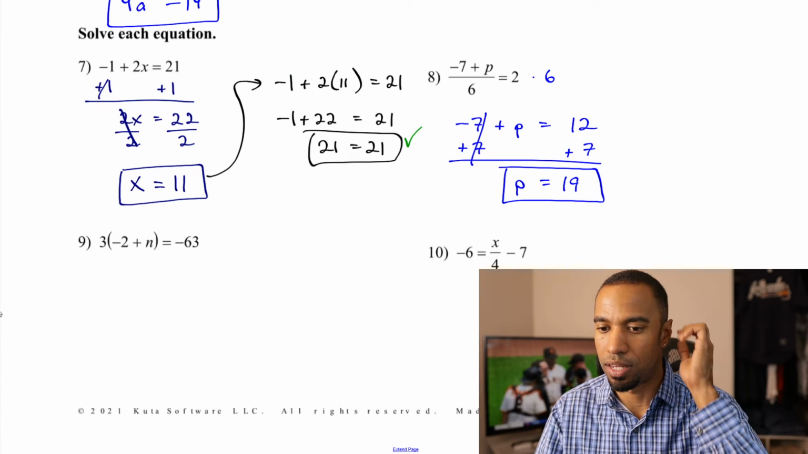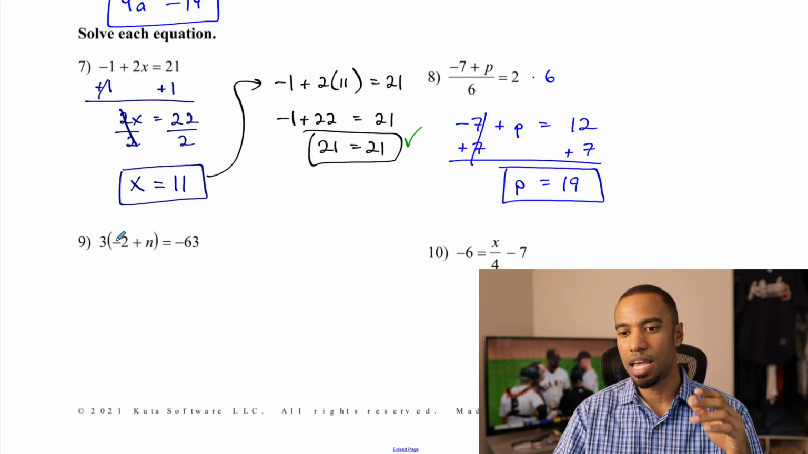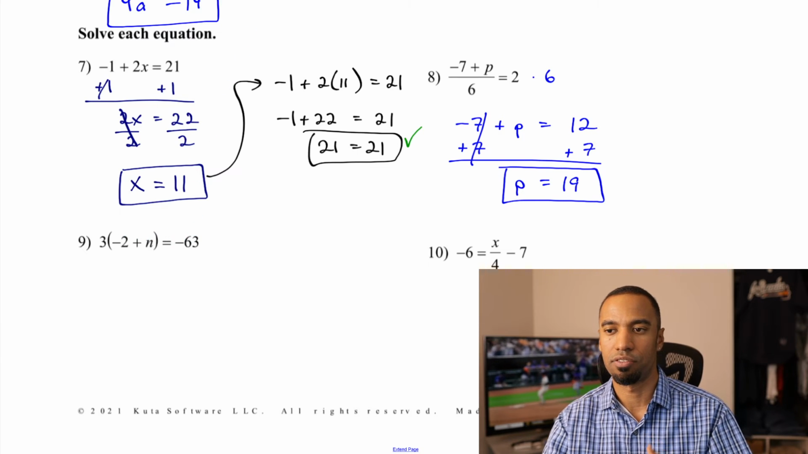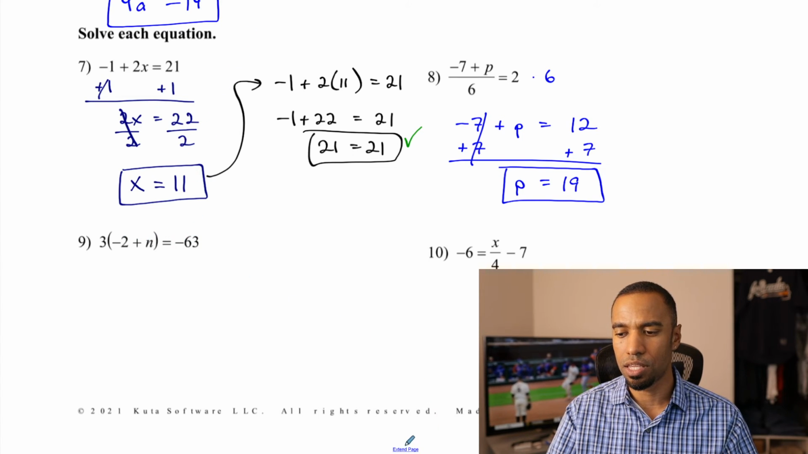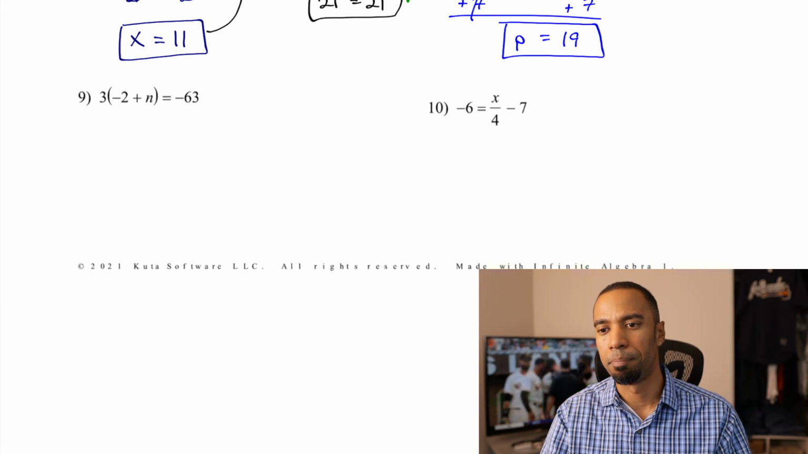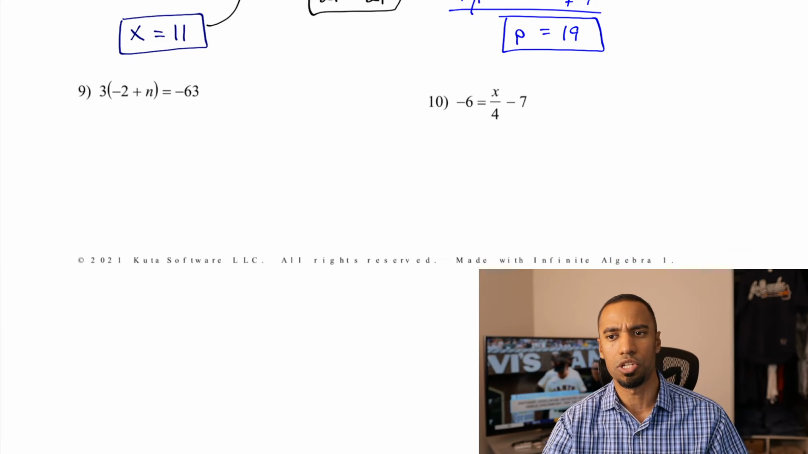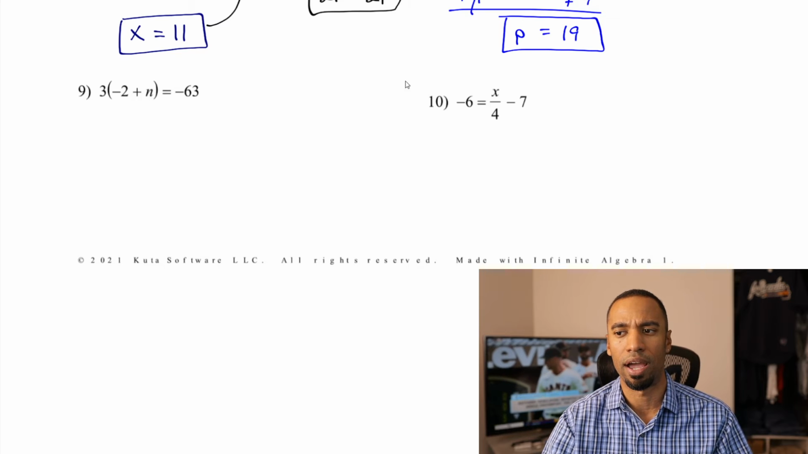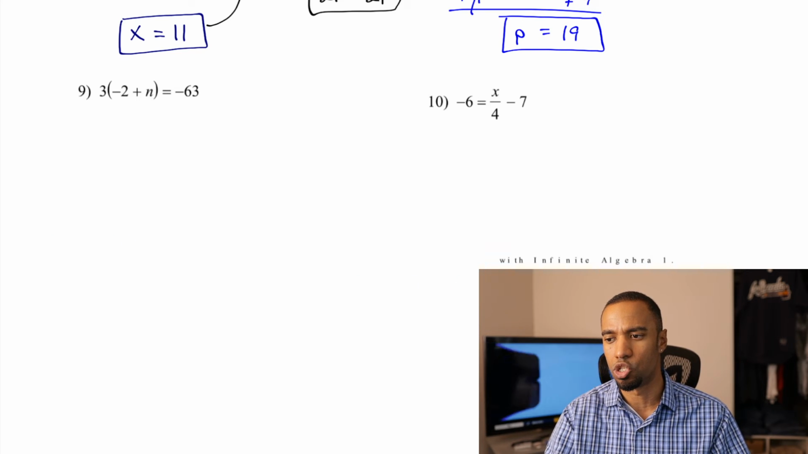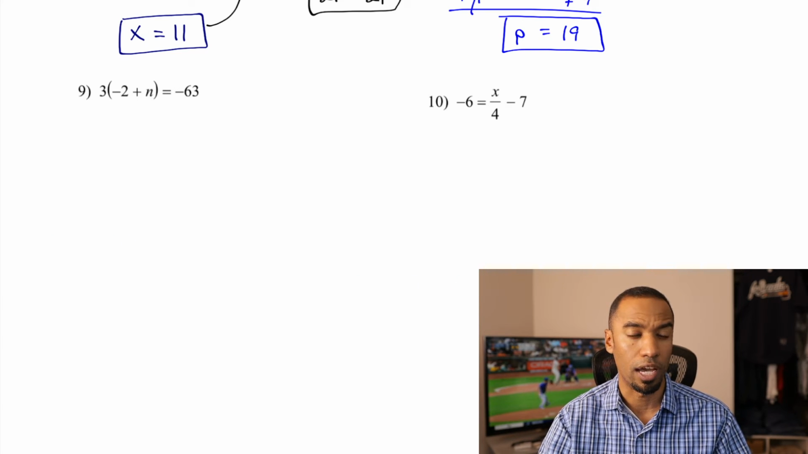All right, 2 more questions here. I'm hitting the 20-minute mark, so I'd like to get through. Number 9, 3 times negative 2 plus n equals negative 63. Now, there are 2 ways that you can do this problem. As far as my students go, strategically, I would really just look at one direction on this thing and not the other, just because you might not notice the strategy. But I'll show you guys both strategies.